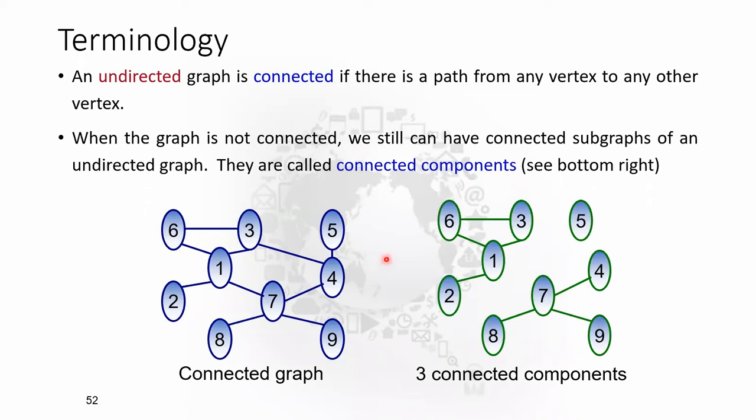Examples here: we can see that this is a fully connected graph, where each node is actually connected to at least part of the nodes. And here, there are 3 connected components, where this one is one part, and this one is another part, and this one is another part, which is individual and alone here. This is called 3 connected components.